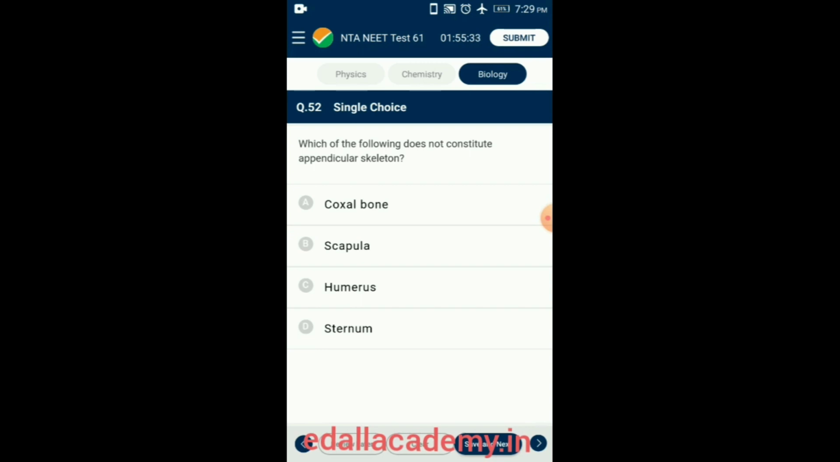The frontal lobe located at the front of the brain is one of the four major lobes of the cerebral cortex in brain of mammals. The sternum is a flat bone on the vertebral midline of thorax and is a part of the axial skeleton. So the answer for this question is option D, sternum.